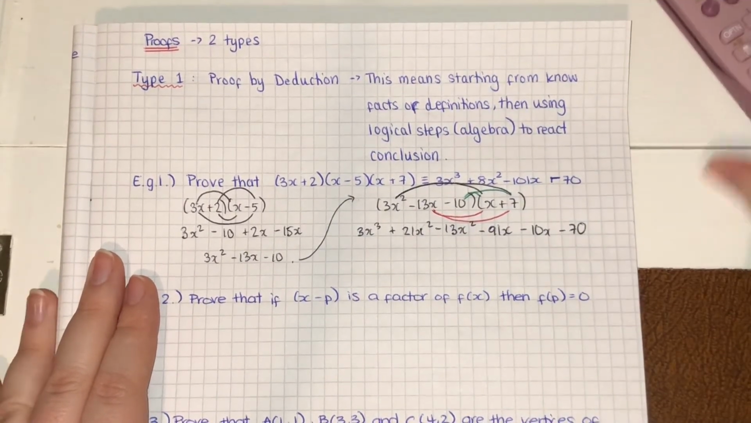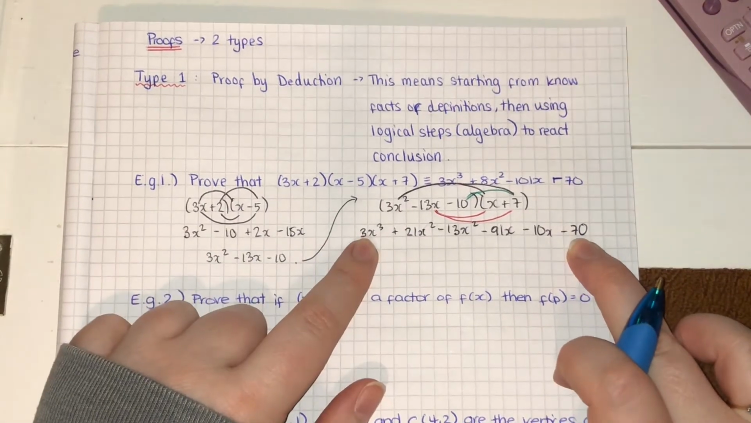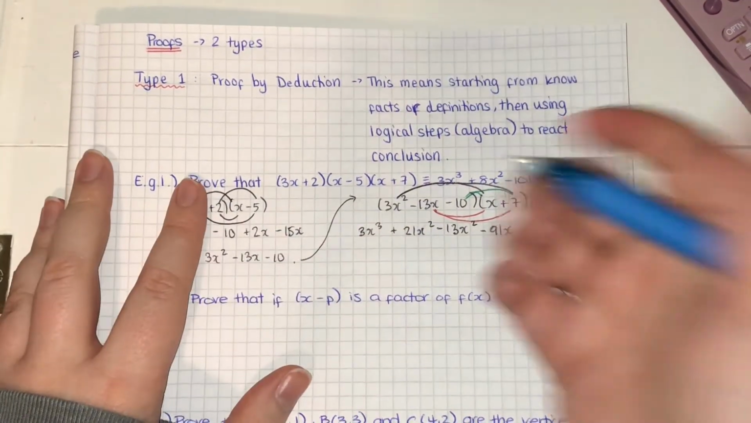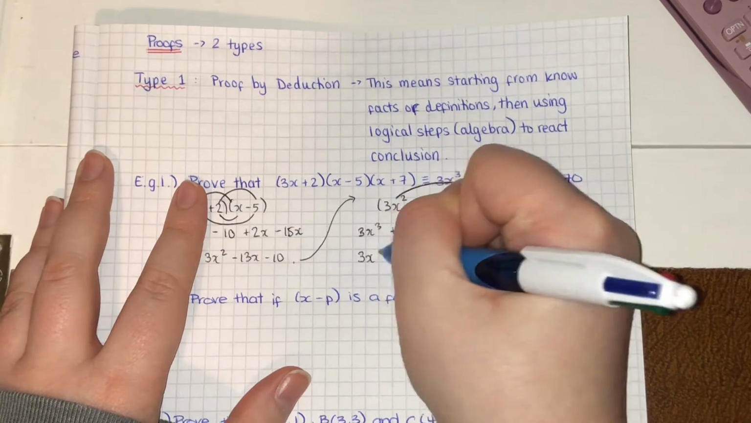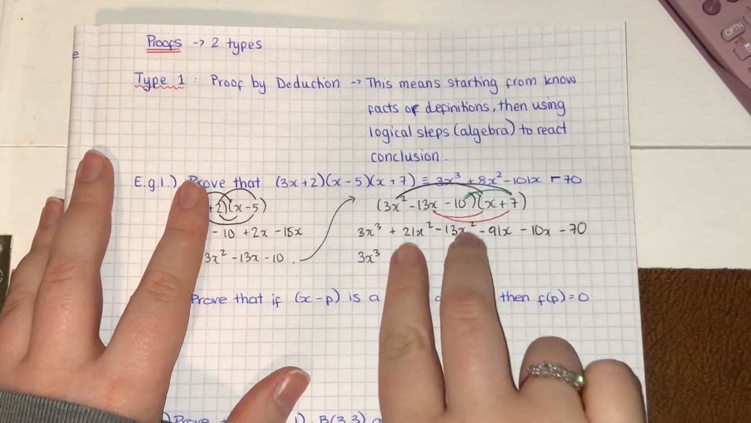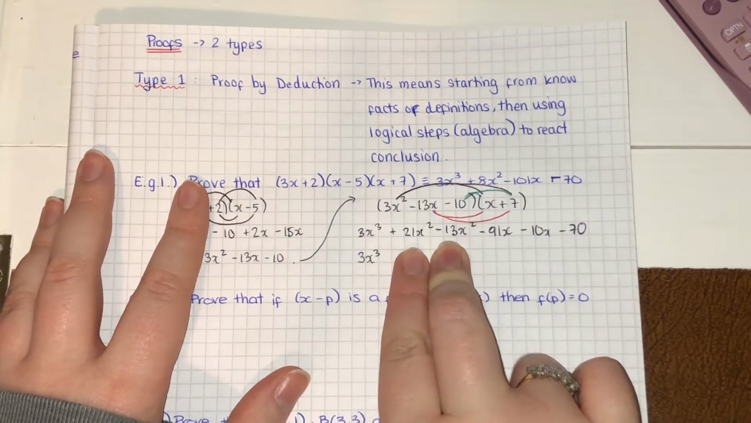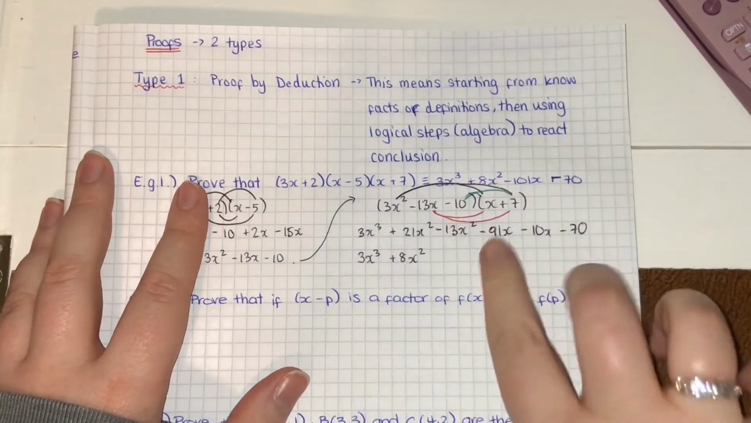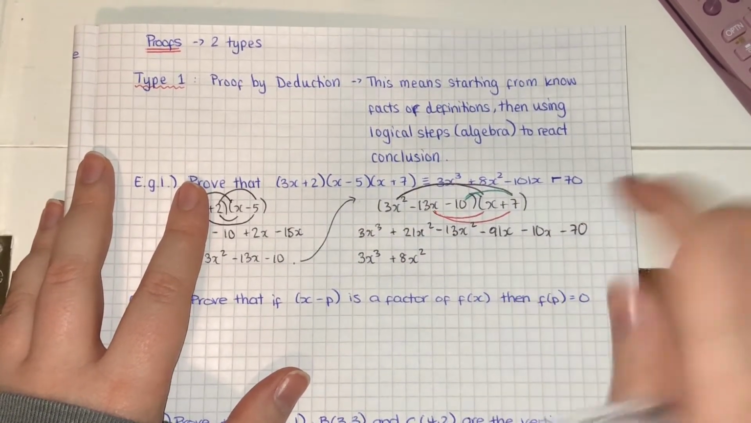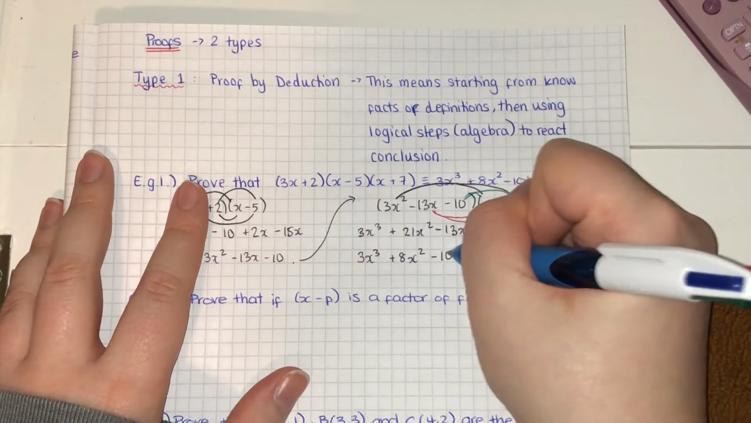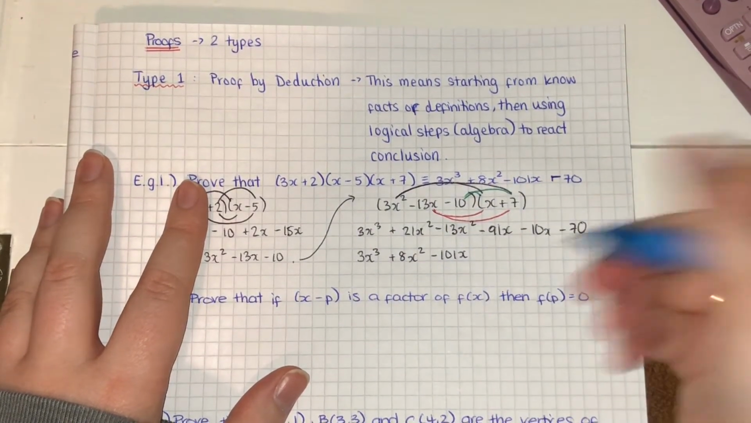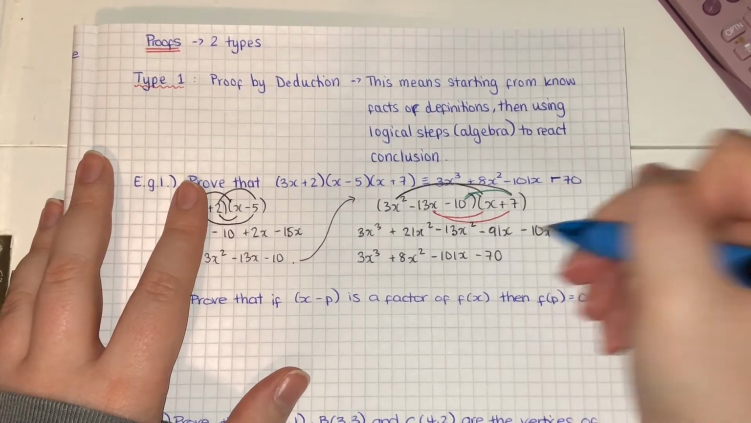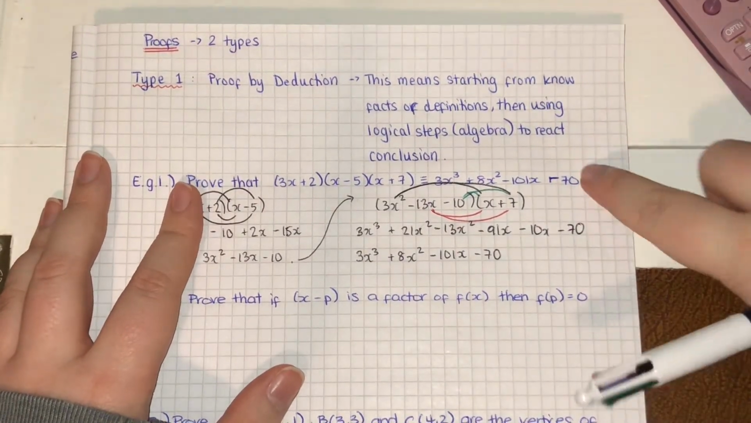Okay, so it looks like we've obviously got a few bits that are already there. It's just we need to simplify the middle bits. So 3x³ will stay the same. These two can simplify, so 21 take away 13 will give us 8. −91 take away another 10, so it's going to get further negative, so it'll be −101x and −70. Okay, which is what we wanted to show.